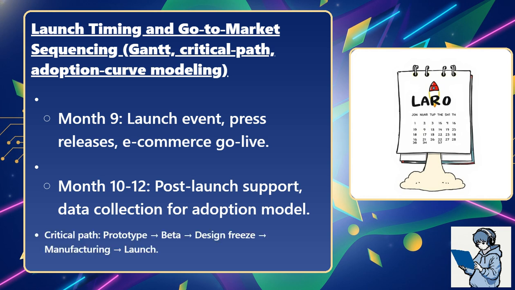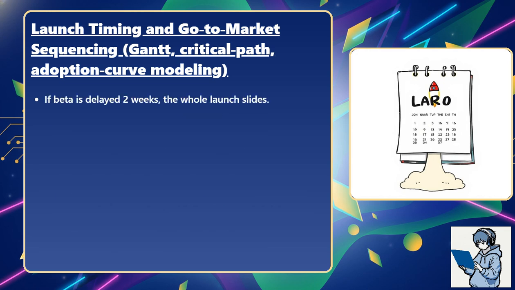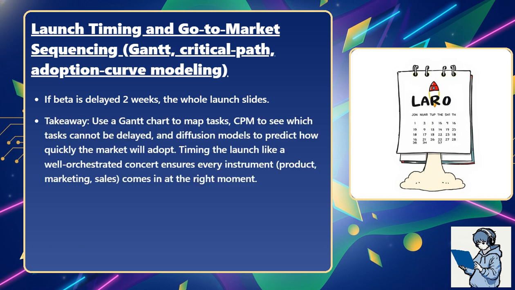Critical path: prototype to beta to design freeze to manufacturing to launch. If beta is delayed 2 weeks, the whole launch slides. Takeaway: use a Gantt chart to map tasks, critical path method to see which tasks cannot be delayed, and diffusion models to predict how quickly the market will adopt. Timing the launch like a well-orchestrated concert ensures every instrument, product, marketing, sales, comes in at the right moment.